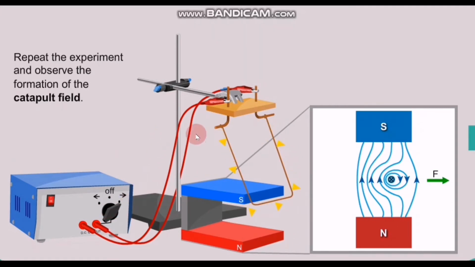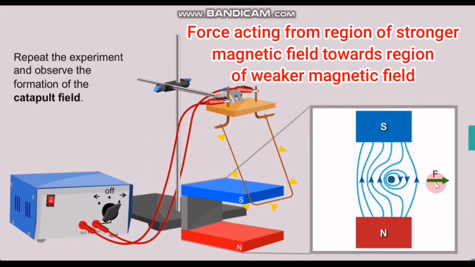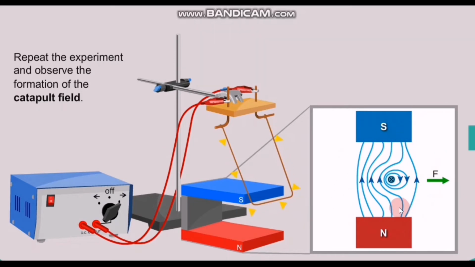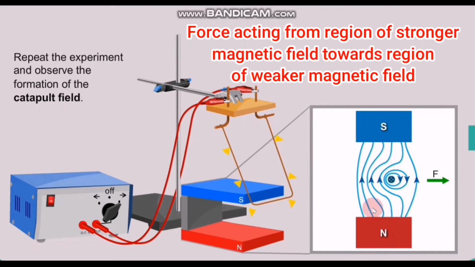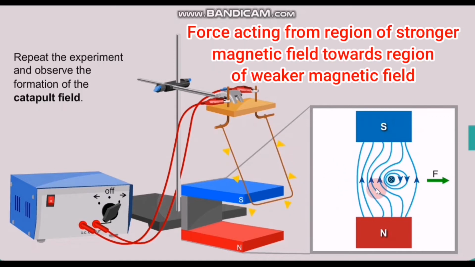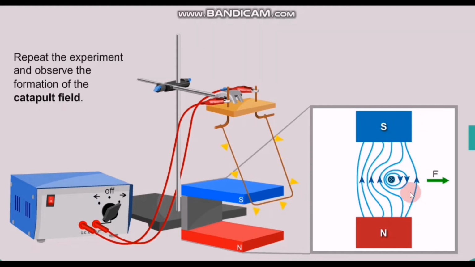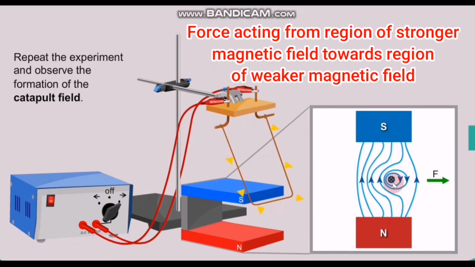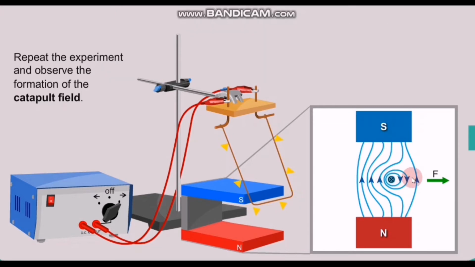And now when I change the direction of current flow in the copper wire, this diagram shows how the catapult field is produced. On the left side, since the direction of the magnetic field of the permanent magnet and the copper wire is the same, it produces a stronger region. While on the right side, since the direction is opposite, it produces a weaker region. And as a result, the copper wire is now pushed to the right, which is outwards.